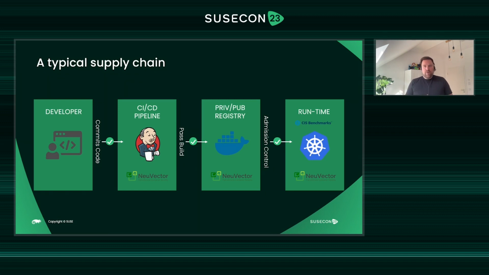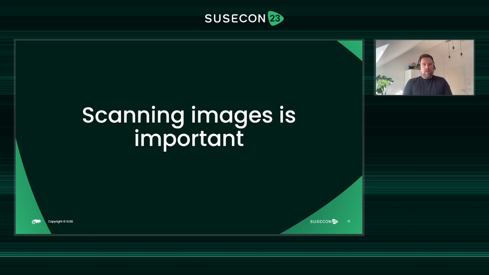And last, NeuVector can also continuously scan all the container images that are running in production and alert you if a new compliance issue or security vulnerability has been found. So this is basically image scanning. And image scanning is important because otherwise your security strategy is basically, if I don't see it, it's not happening, it's not a problem. That's not good. You want to know if there are vulnerabilities and problems in your applications, especially if they're running in production.